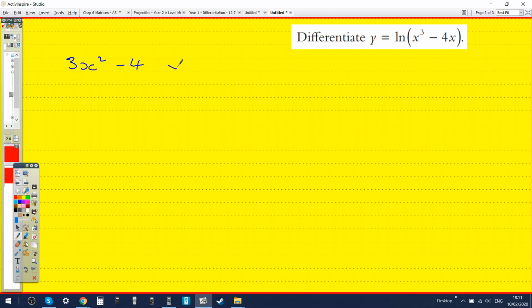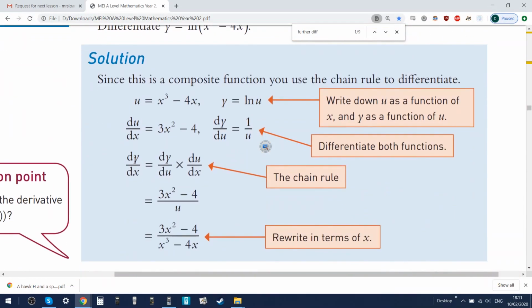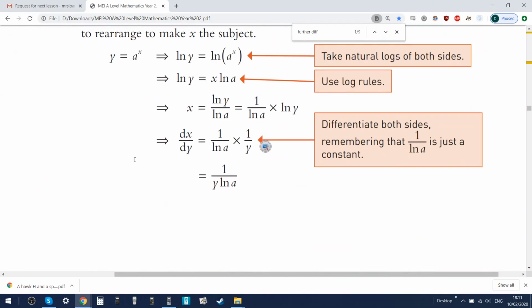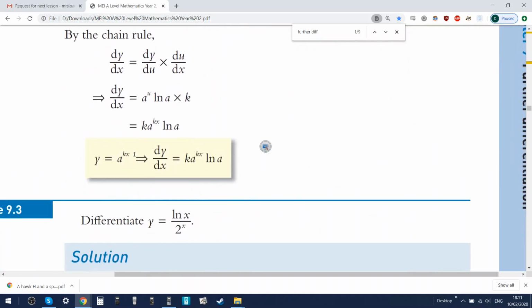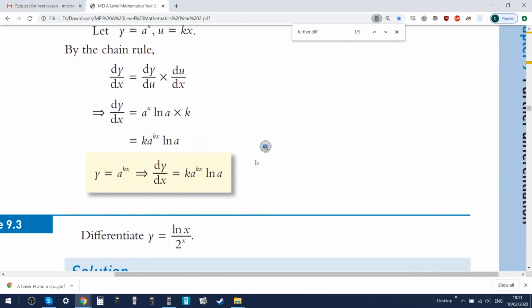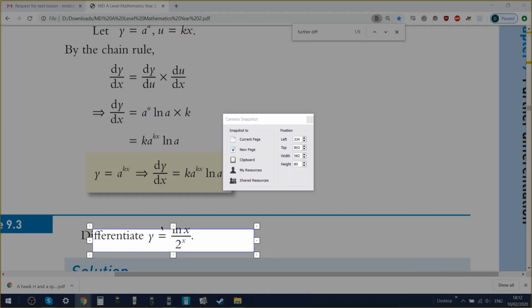Yep. So it can just be written as a big fraction. So 3x squared minus 4 over x cubed minus 4x. Yes. And you can't factorize anything from the top, and so I don't think it gets any simpler. Yeah, won't get any simpler. Okay, how about this one?